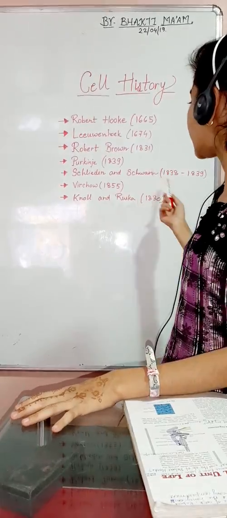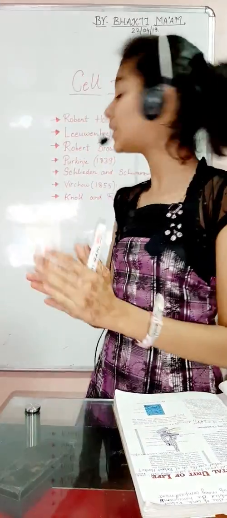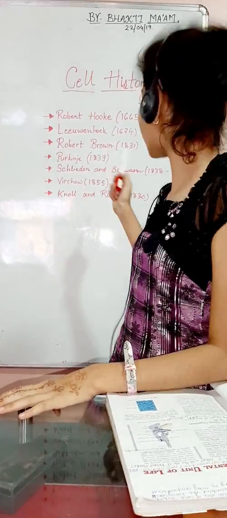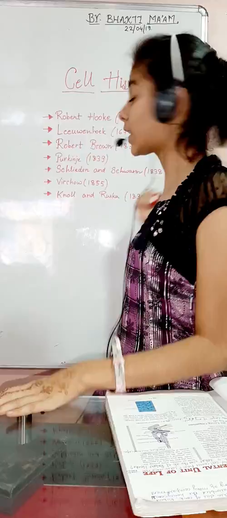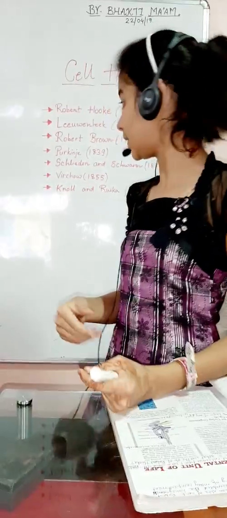And after that, in 1838, Sir Schleiden came. His full name was Matthias Schleiden, and his partner was Theodor Schwann, who came in 1839. They both discovered the cell theory, and there are many points regarding the cell theory.